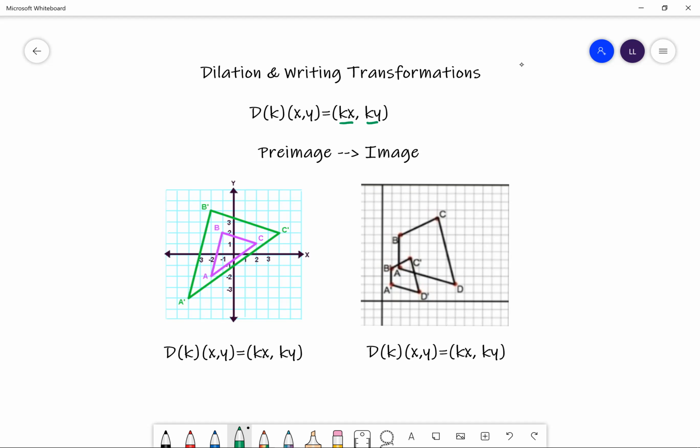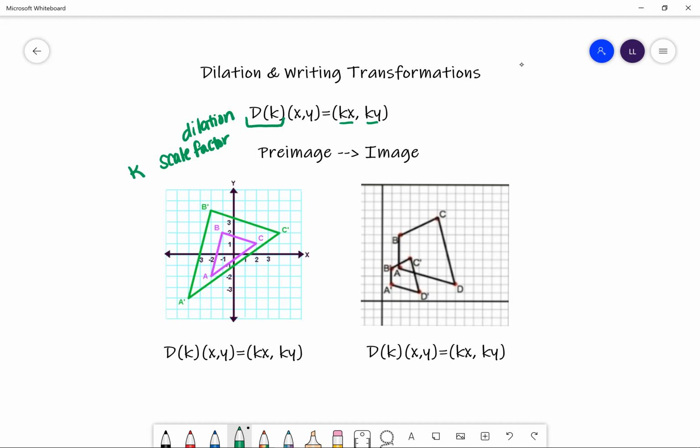All right, so let's talk about the parts of this. First of all, this first part right here is the operation. This tells us that this is going to be a dilation. And K is what we call the scale factor. K is the scale factor.